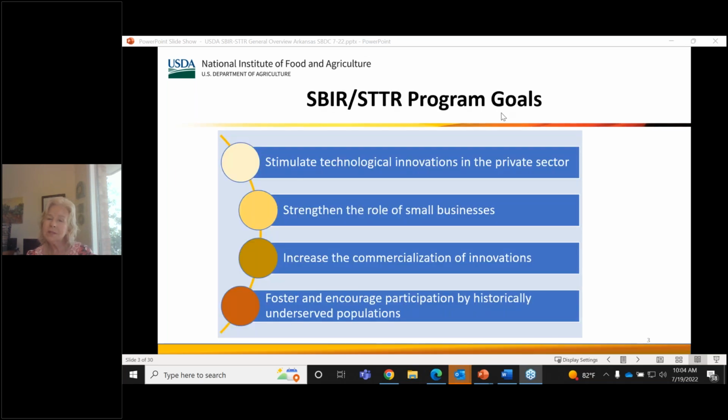So just to give you a broad idea about SBIR, STTR programs in general, this isn't just USDA, but this is for all SBIR, STTR programs. They are in place to stimulate technological and scientific innovations within the private sector. We want to also strengthen the role of small business in the United States. Increase the commercialization of innovations, so making sure that those things really get into the marketplace. And of course, very importantly, we want to foster and encourage participation by historically underserved populations.